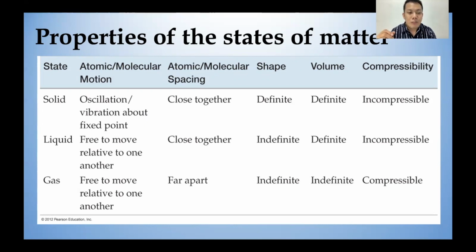Now, when it comes to gas, they are free to move relative to one another. They are far apart. They are indefinite in shape, because they conform to the container. The volume is also indefinite, because the volume of gas is dependent on two factors: pressure and temperature. The hotter the place is, the more constant movement of the air molecules, thus increasing the volume of air. Same thing with pressure.